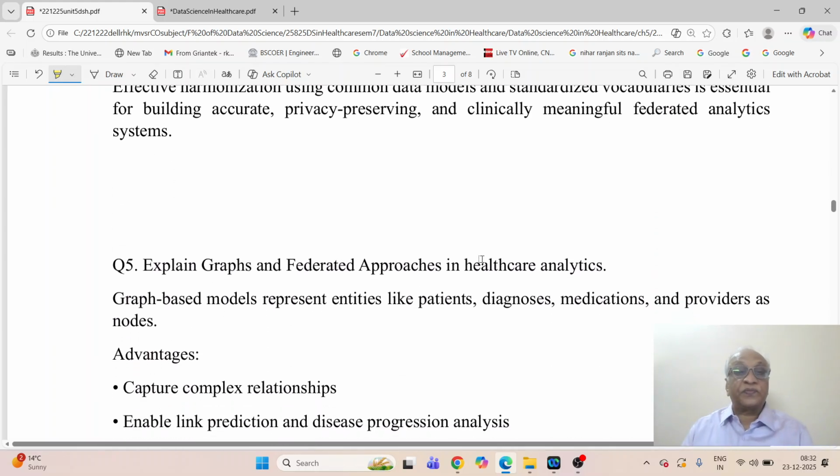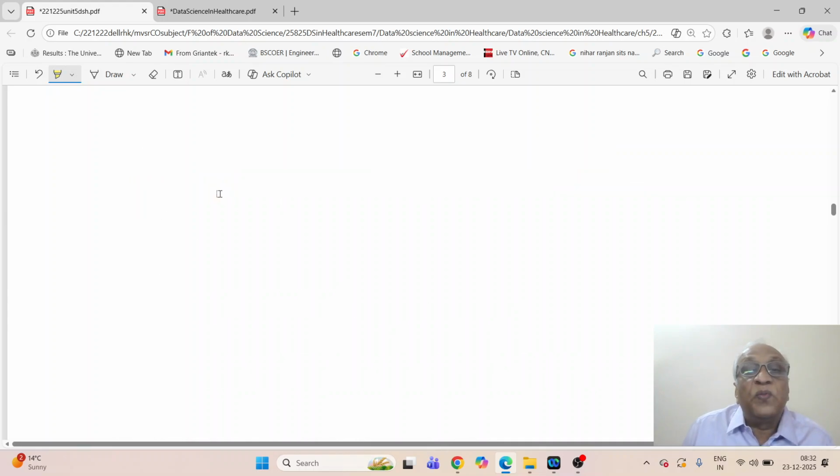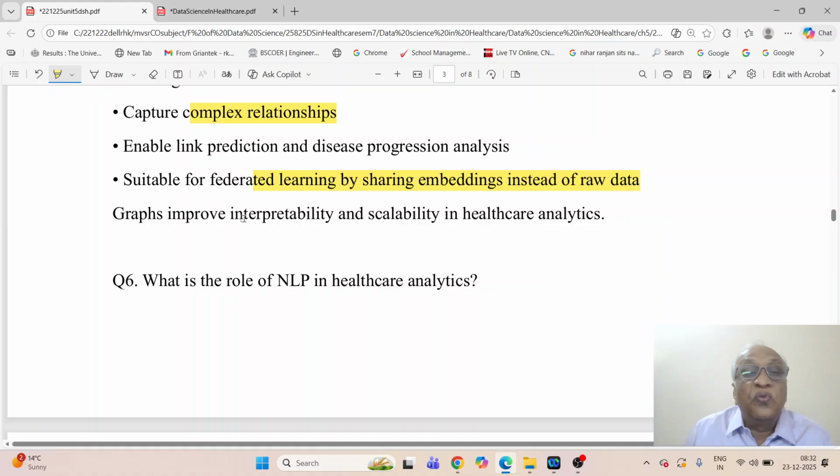So this is it. The last point is: explain graphs and federated approaches in healthcare analytics. So through graph-based models, what we can represent entities like patients, diagnosis, medication, providers as nodes. What are the advantages? They'll be capturing complex relationships, link prediction, and disease progression analysis. They are suitable for federated learning by sharing embeddings instead of raw data. Graphs improve interpretability and scalability in healthcare analytics.